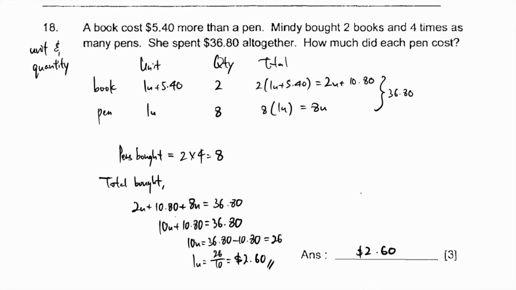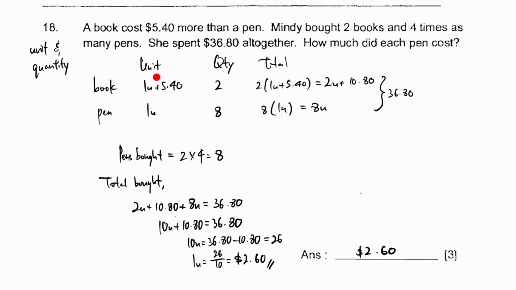Now, there is more than one method to do this. So I like to do it using unit and quantity. So let's take a look. A book costs $5.40 more than a pen. So that means book 1 unit plus $5.40, pen 1 unit. So this unit cost, right? Basically the cost of 1 item.